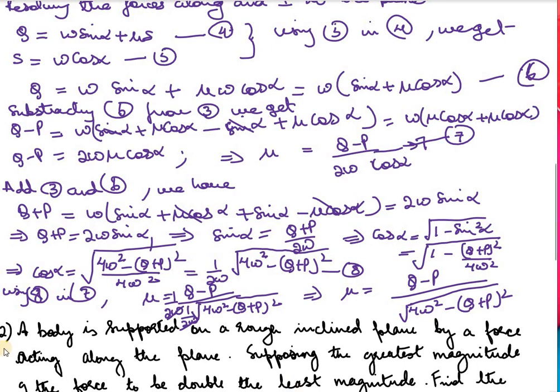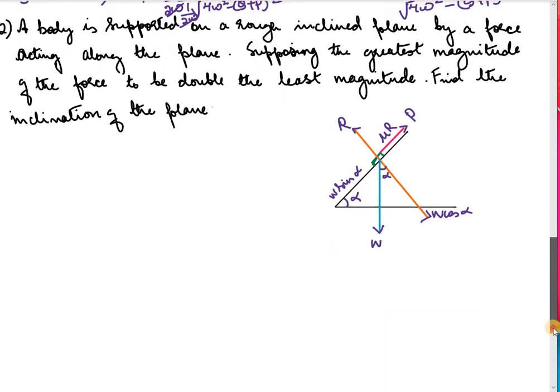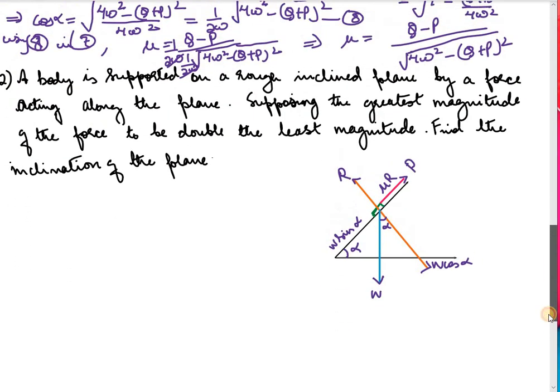Next we come to the next question. I hope it is clear with this one, by resolving the forces based on figure 1, figure 2, we found the value of the coefficient of friction. So next, the question is: a body is supported on a rough inclined plane by a force acting along the plane. Suppose the greatest magnitude of the force is double the least magnitude. Find the inclination of the plane. So we have to find the inclination alpha here.